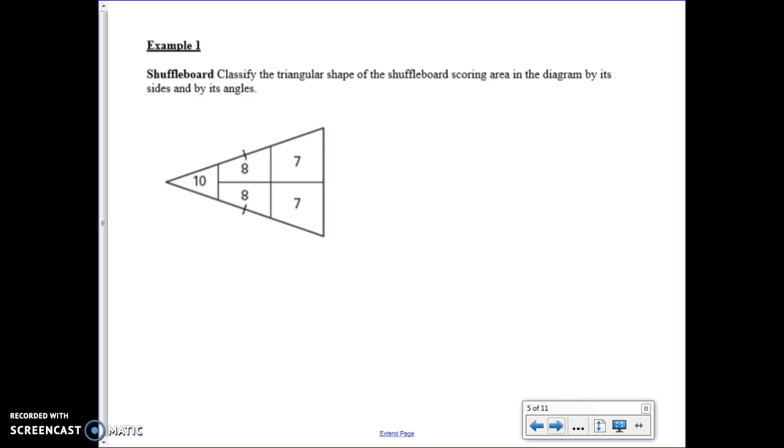Okay, so this says classify the triangular shape of the shuffleboard scoring area in the diagram by its sides and by its angles. So I see those tick marks on the sides. That means that 2 of the sides are the same, which would make it an isosceles triangle. And if I look at those angles, they all look to be less than 90 degrees, so they are acute. So this triangle would be an acute isosceles triangle.